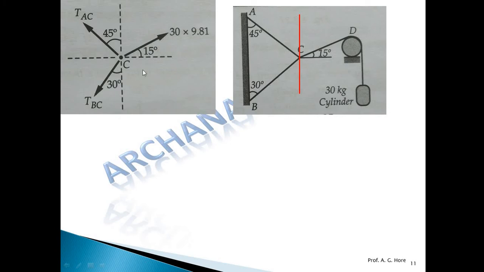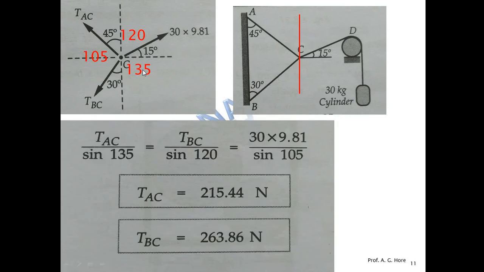Now find the angles between them and apply Lami's theorem. With three forces in equilibrium, we can use Lami's theorem for concurrent forces. So TAC divided by sine 135, TBC divided by sine 120, and the weight divided by sine 105. By equating first and last, we get the tension AC. By equating second and last, we get the tension BC, which is asked in the numerical. So these are the two answers.